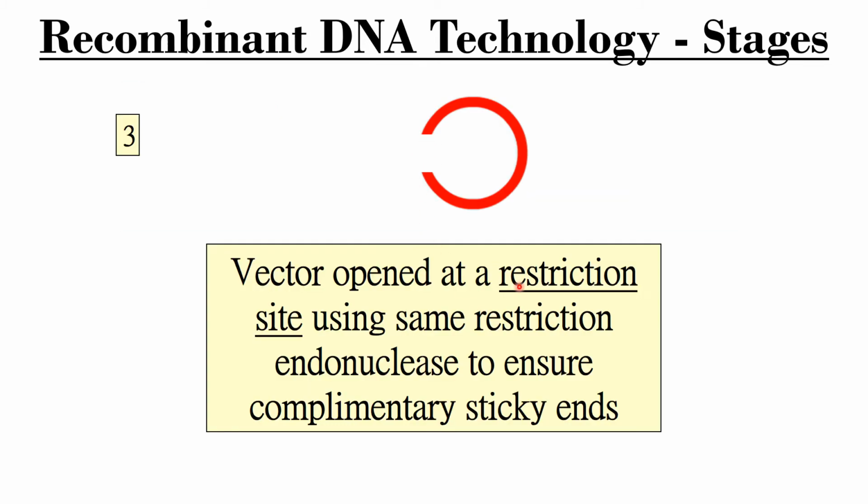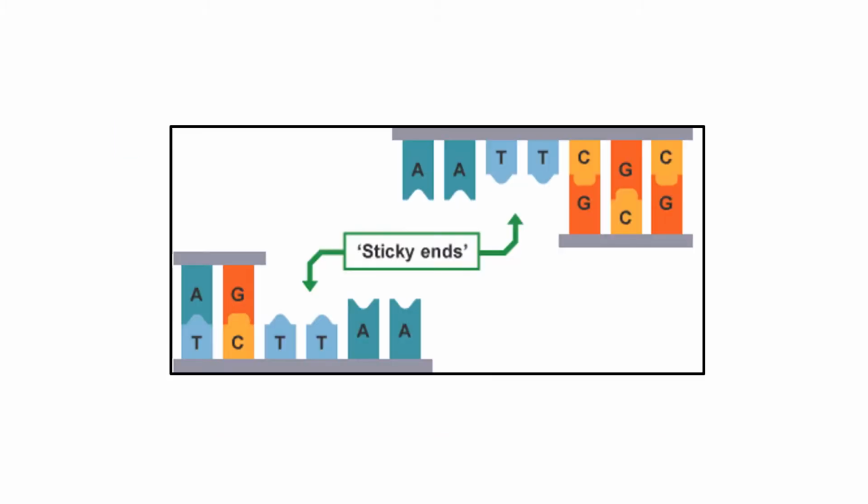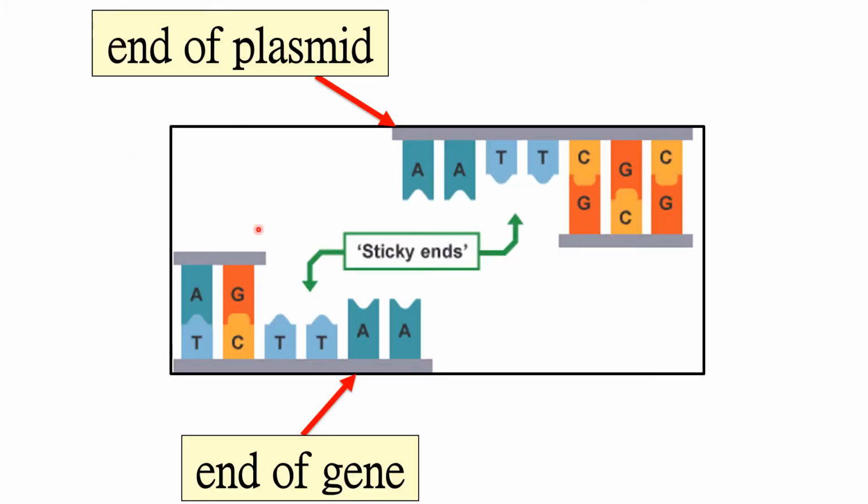The third stage is to open up the vector, and the part of the plasmid or artificial chromosome at which that happens is called the restriction site. You use the same enzyme, the same restriction endonuclease, so that you've got complementary sticky ends. Just remember, this is what we mean by complementary sticky ends. The reason why you use the same enzyme is so that the open base pairs on the gene will match up with the open base pairs on the plasmid, so they can come together and bond.